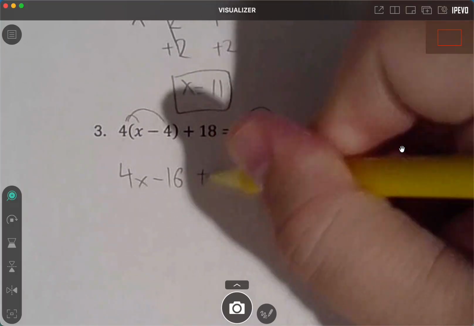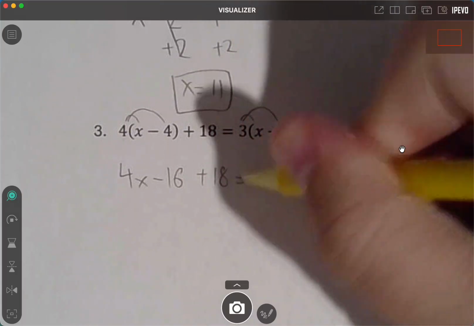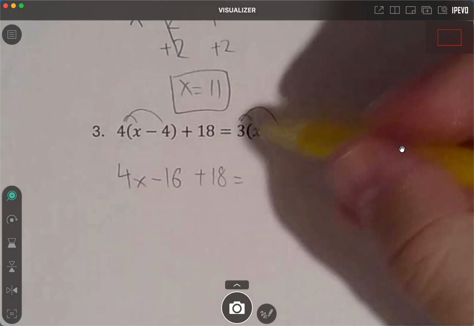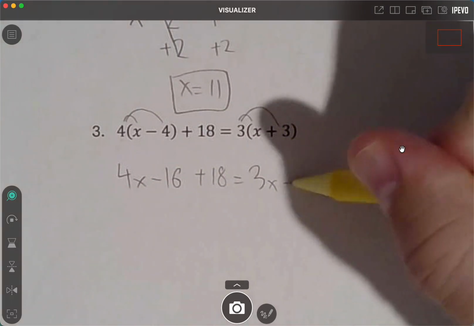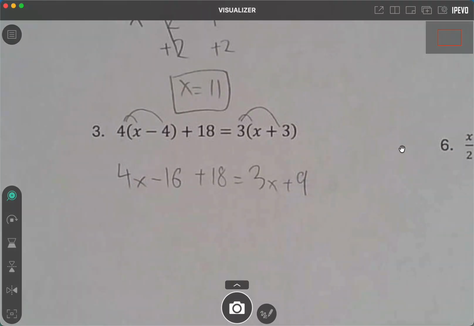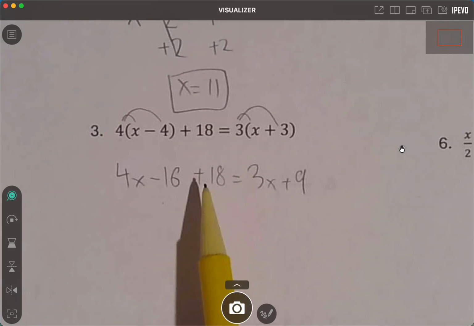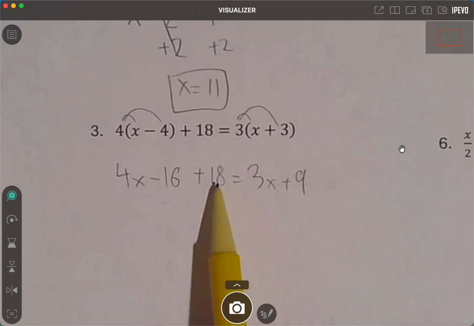And there's still a plus 18 that hasn't been touched because it was not inside the parentheses, but it still is on the left-hand side. And then there's a 3x and a 9. All right, well, what do I get now? I kind of have a problem that looks like number 2, but it's a little bit different as well. Here's what I mean. There's a negative 16 and an 18, a number and a number, a constant and a constant is the proper term, on the same side.